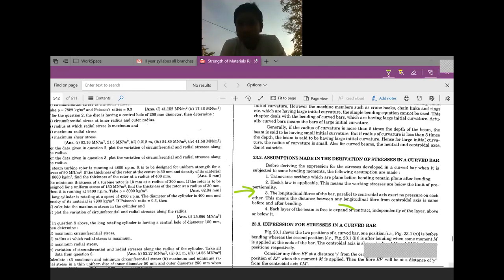Understand? Next is each layer of the beam is free to expand or contract. Each layer of the beam is free to expand or contract independently of a layer above or below it. Understand? Each layer is free to expand and contract. Then here I am going to explain. Here you have two derivations, the expression for stresses in curved bars.